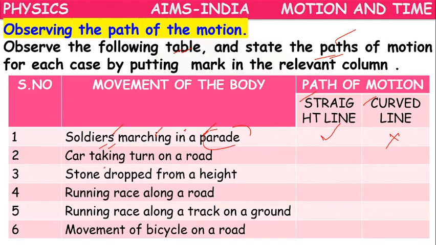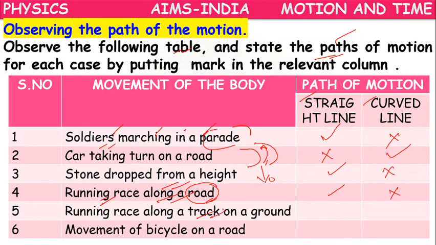Next, a car taking a turn on a curved road. So it is not a straight line, it is a curved line. A stone dropped from a height: straight line, not curved line. Running a race along a road. Road means here we have to take it as a straight road. So running a race along a straight road, straight line.